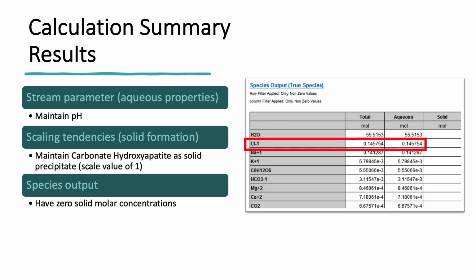The species output provides the total aqueous and solid molar concentration of each ion in the solution. The goal here is to have 0 solid molar concentrations. In red, we see the chloride ion concentration highlighted.